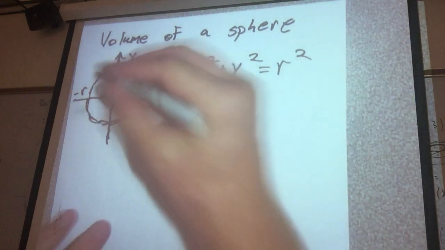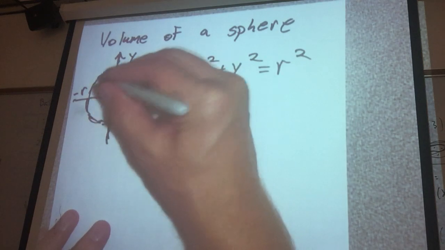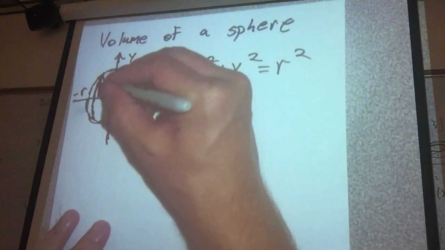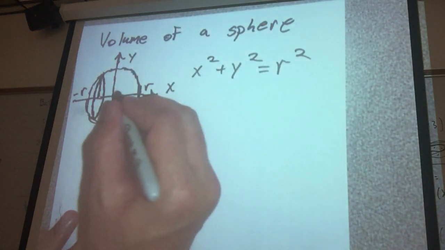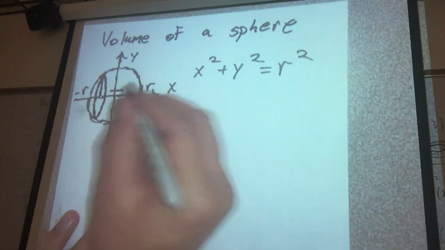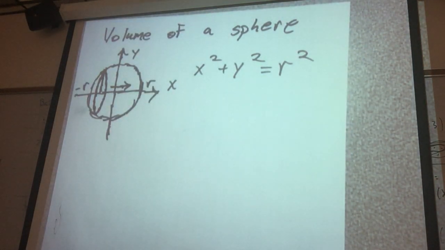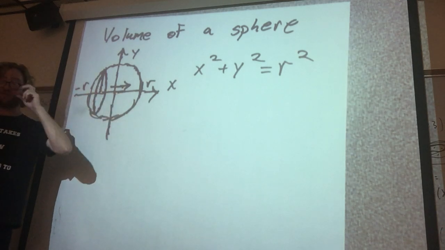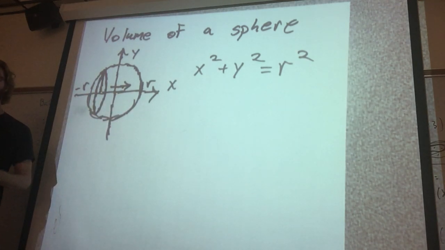So, now I've got to think about, all right, I've got the circle. I want to push other circles down this line. If I take a bunch of circles and I push them down this line, what is it going to do? It's going to create the sphere, okay?